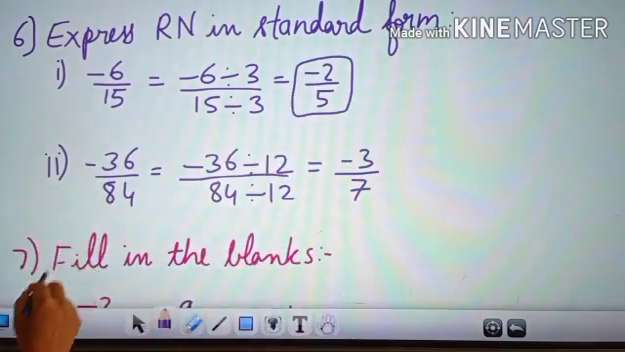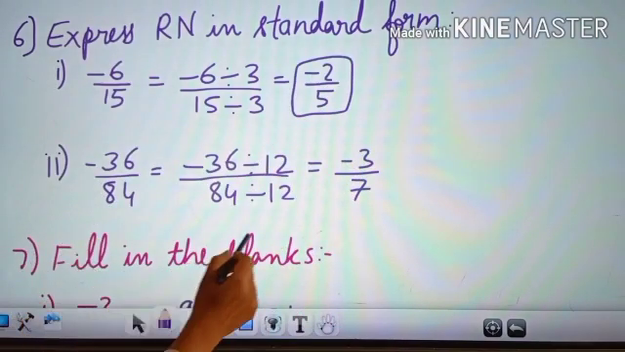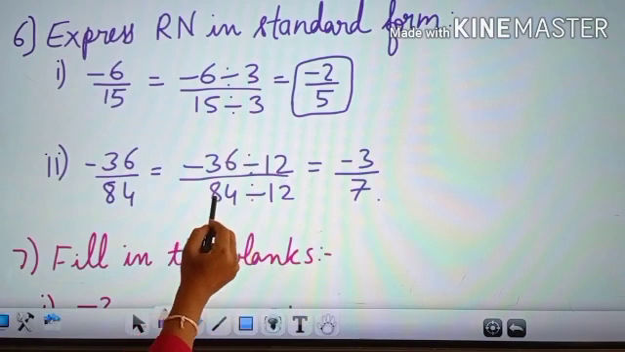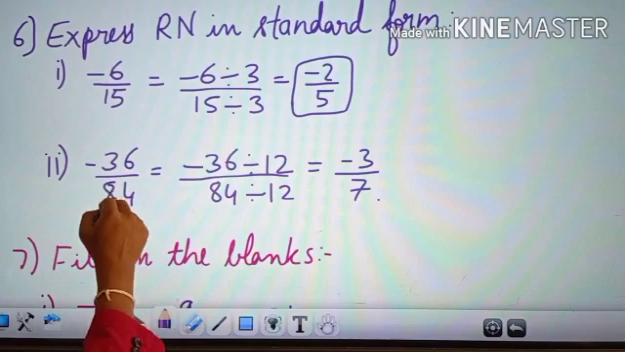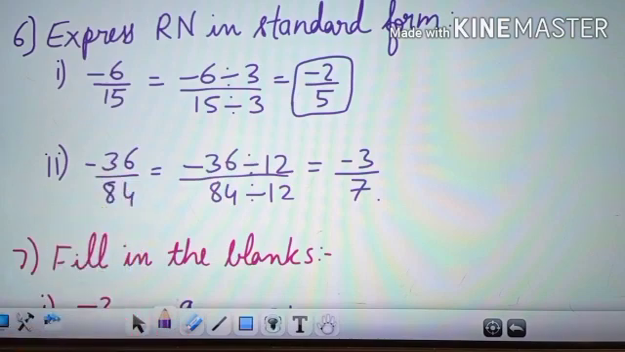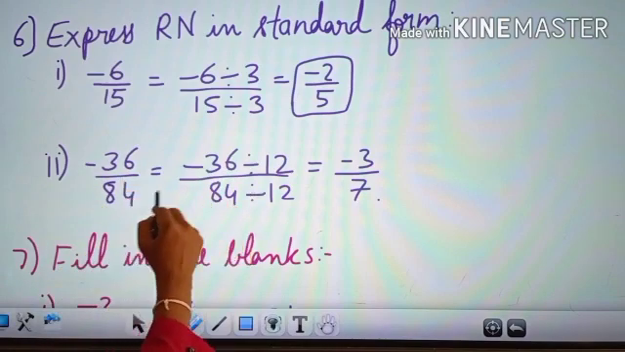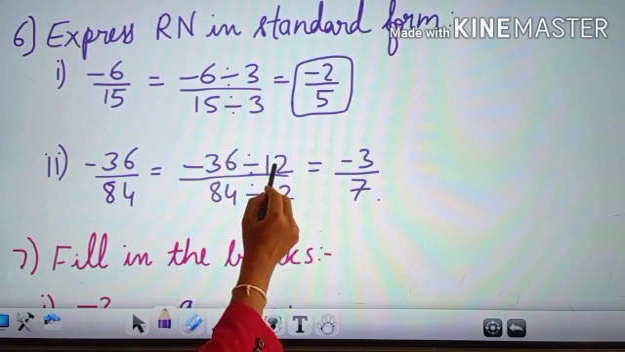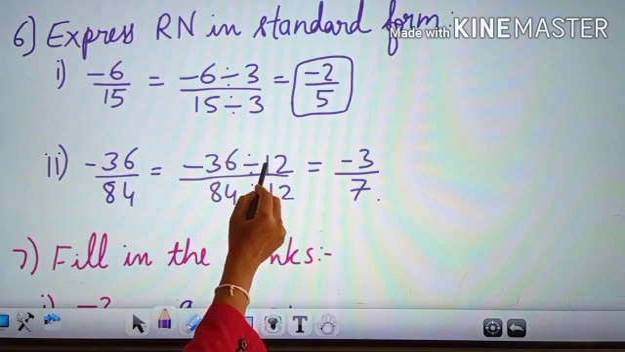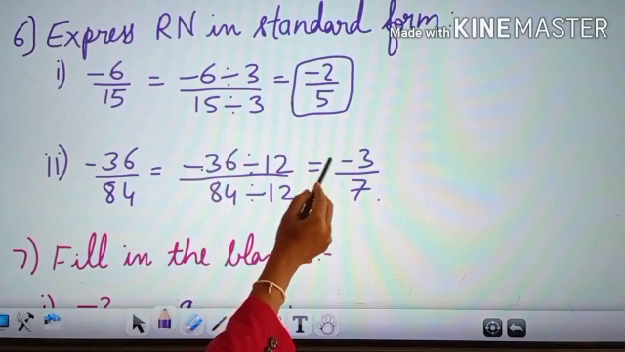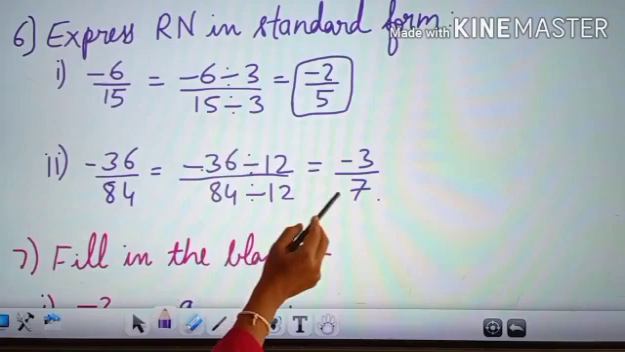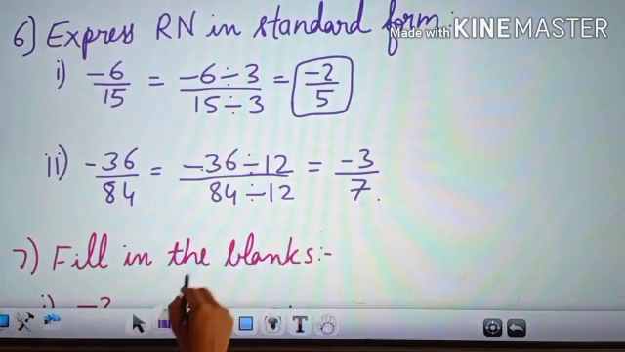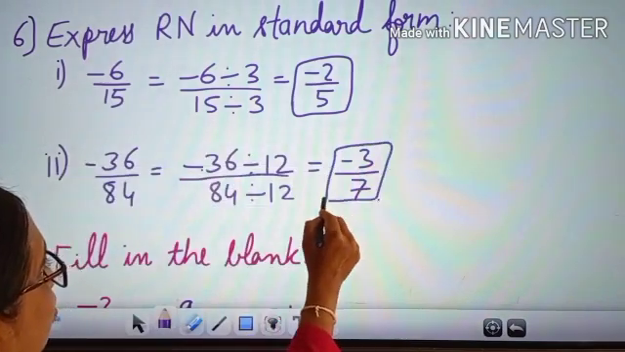Next, minus 36 upon 84. You have to make it a smaller rational number. Means minus 36 divided by 12 and 84 divided by 12, because you have to see that both should go in the same table. That is, it is going in the 12 table. If you divide 36 by 12, it will give you minus 3. 12 3s are 36 and 12 7s are 84. But here there is a minus sign, so it will be minus 3 upon 7 as your final answer.